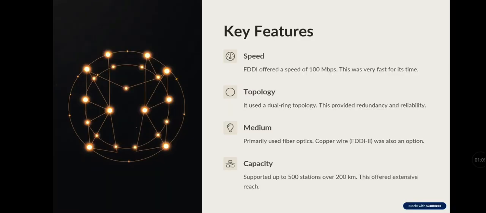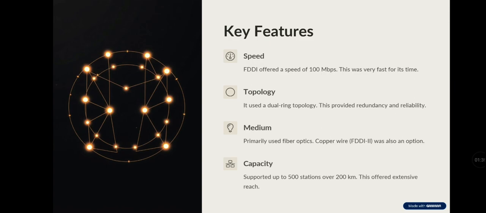Next we'll see some key features of FDDI. Speed. It operates at 100 Mbps, which was significantly faster than the 10 Mbps standard Ethernet. At the time, this enabled applications requiring rapid data transfers such as large file transfers and high demand computing.